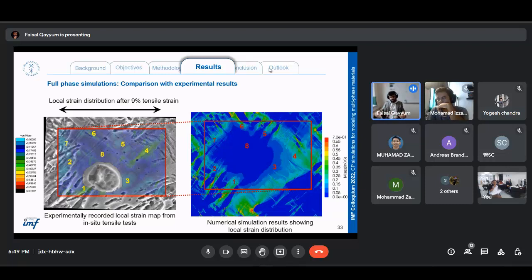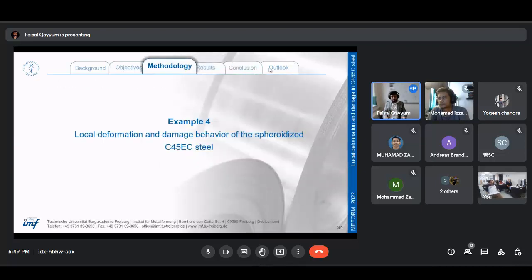On the same scale, we see that the results match quite well with the experimental observations qualitatively. Where the strains are higher in experiments, in simulations they are also higher. Where the strains are lower in experiments, in simulations they are also relatively lower. We will talk about the quantitative comparisons later, but let's talk about this relatively simple example of local deformation and damage behavior of spheroidized steels.